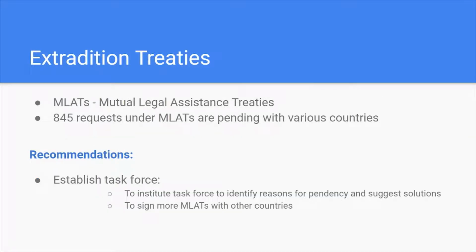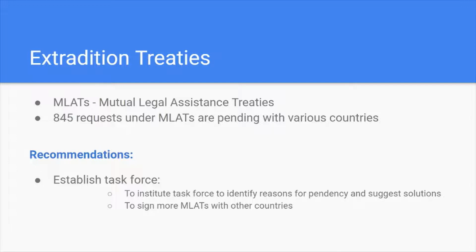Moreover, there exist certain mutual legal assistance treaties. Now, what are these MLATs? This is a kind of arrangement where one country can ask another to assist them in matters relating to identifying and locating some persons, taking evidence, or obtaining statements.